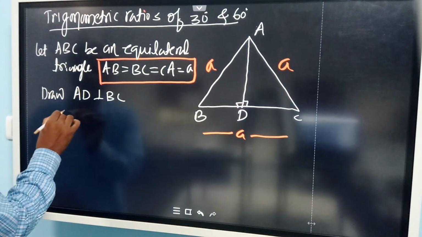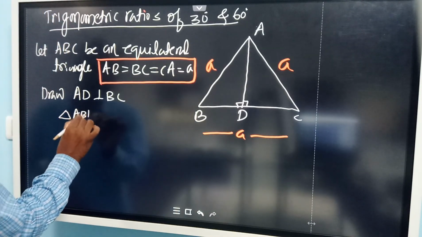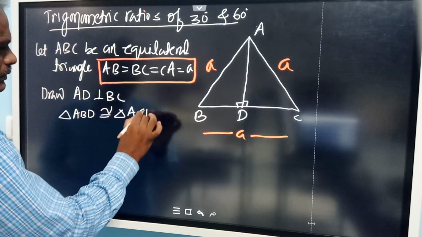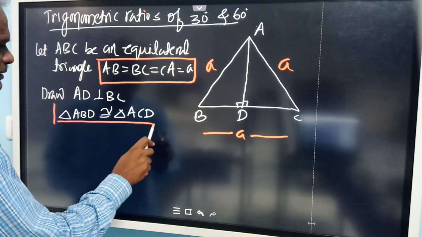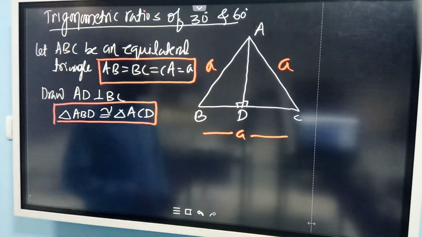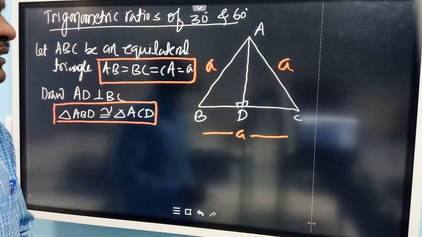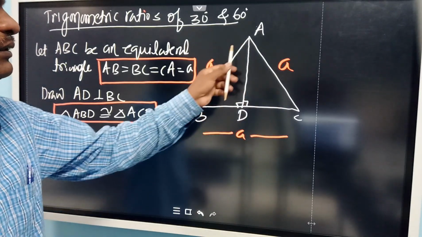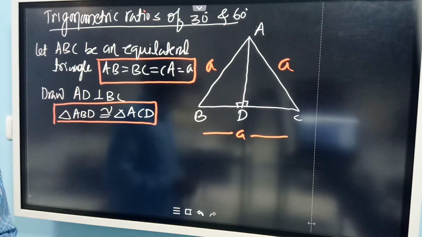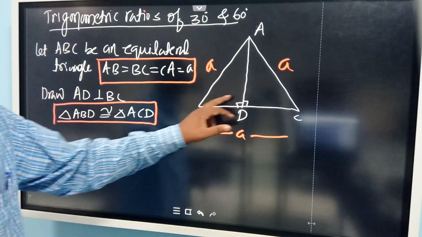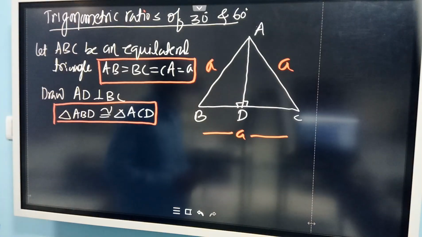You know that triangle ABD will be congruent to triangle ACD. You can prove this by congruency. These two sides are equal. This is a common side. This angle is equal, it bisects this one. So you can prove by any method these two triangles are congruent. Once the triangles are congruent, the corresponding parts will be equal.